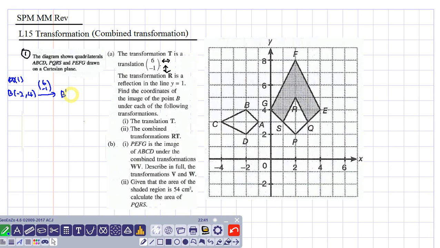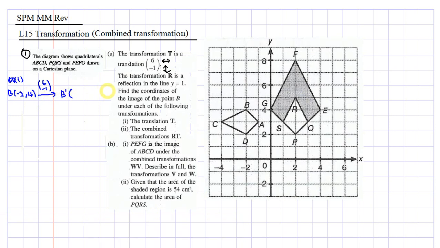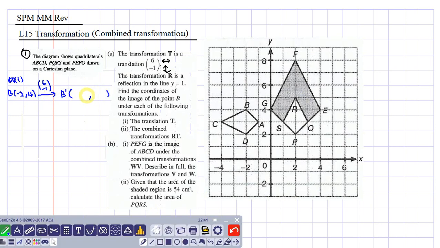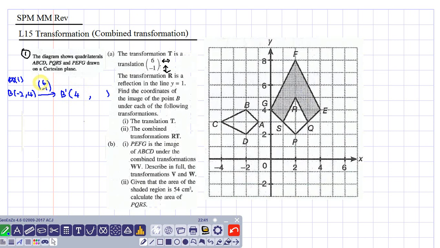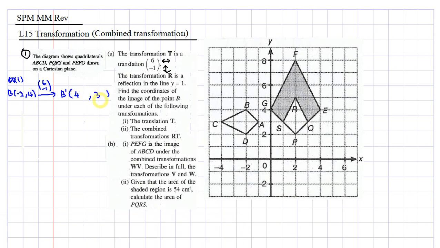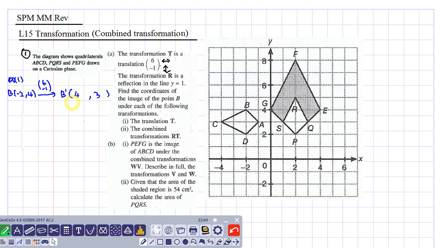How to get the coordinate for this image is actually very easy. Still remember the method that I told you last time? -2 plus 6, you get 4. Why plus? Because if you have nothing there, it means plus. Then 4 minus 1, you get 3. So this is the image for point B. Easy, right?